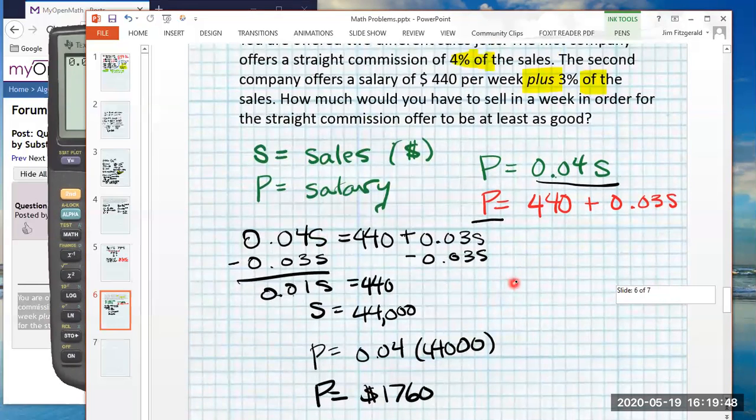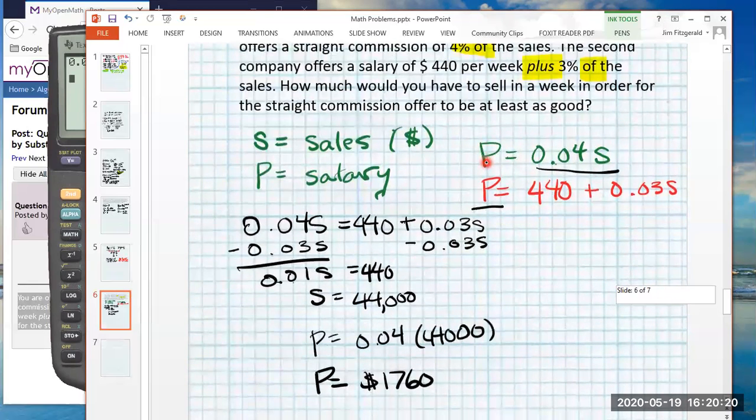Let's go back up to the question here. How much would you have to sell in a week in order for the straight commission job to be at least as good? Okay, so we want to know, when will this job be at least as good as this? I know that if the sales are 0 in the first job, I'll get $0 for pay. But in the second job, if there are 0 sales, I still get $440. So that second job looks pretty good.